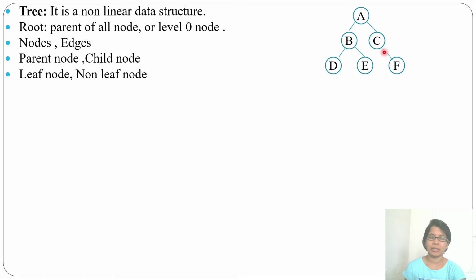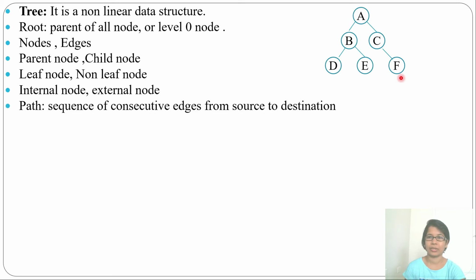Next is leaf node and non-leaf node. Nodes which don't have any child are called leaf nodes, like D, E, F, and A, B, C are called non-leaf nodes because they have children. Next is internal and external node. These leaf nodes are called external nodes, and all the others are internal nodes. Here A, B, C are internal nodes and D, E, F are external nodes, which are outside. You can say those which don't have any child are the external nodes.